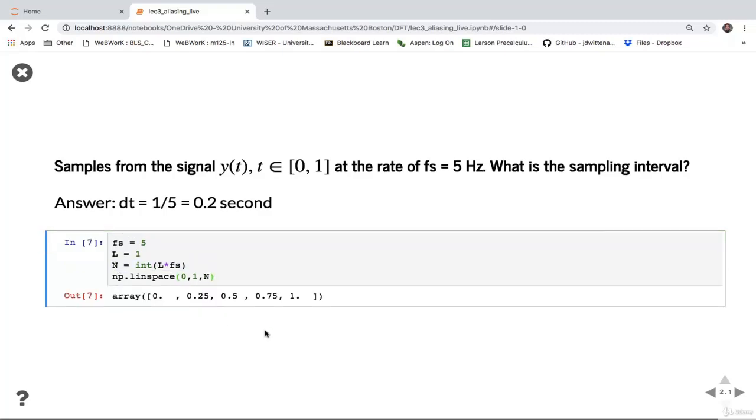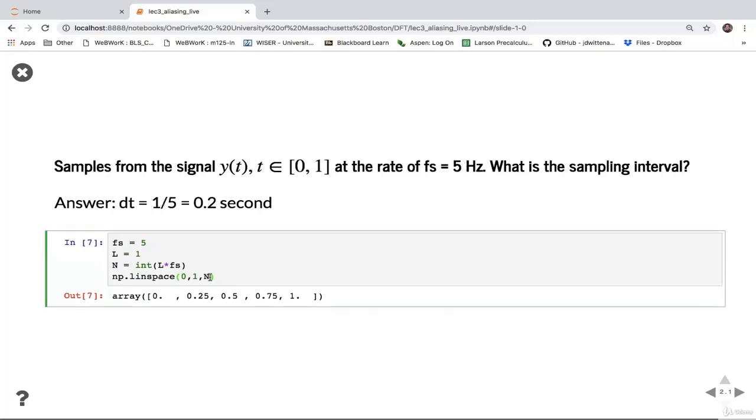Now if I do this, notice that this is actually not consistent. Notice that when I do this, I do have 5 samples. That's what I want. But the sampling interval is actually 0.25, which is bigger than 0.2. So this is actually not correct. So for this to be consistent, again, if I'm sampling at this rate, my sampling interval should be the reciprocal, which is 1 over 5.